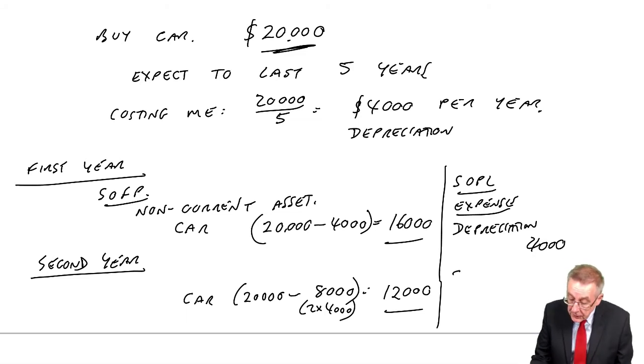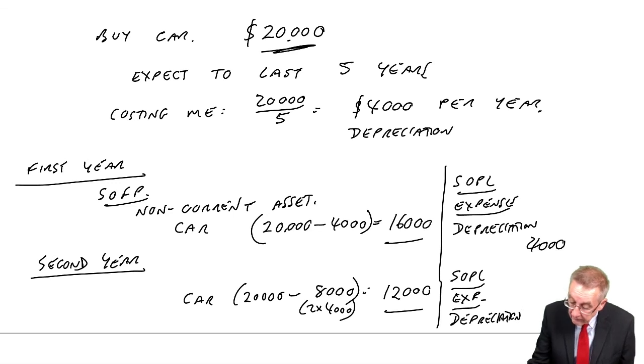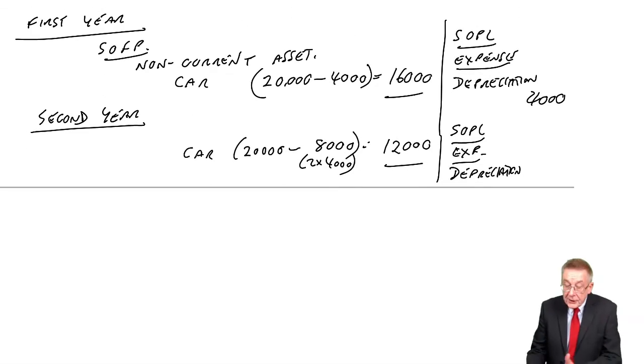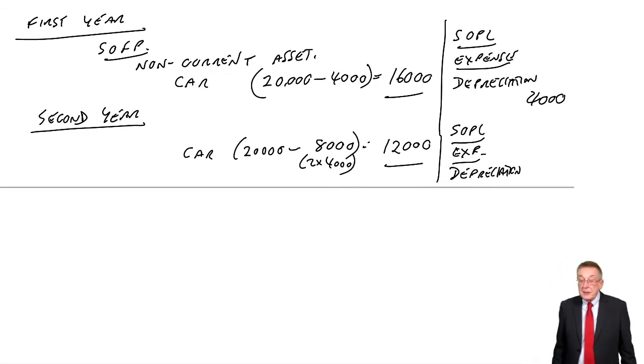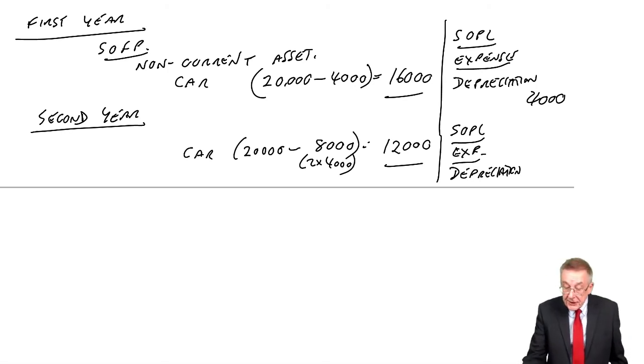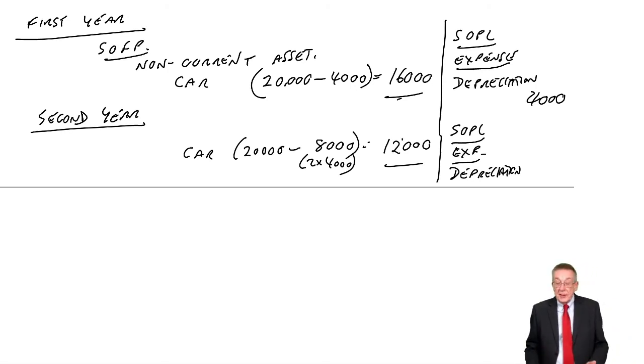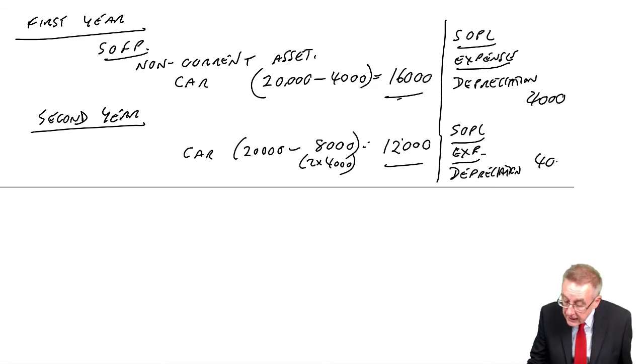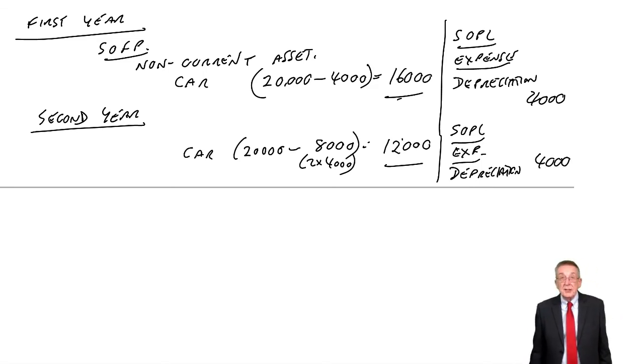And so how much does it cost doing that in the second year? Again, under the heading expenses, depreciation. Last year, I said it cost me 4,000. Brought the value down to 16. Second year, reduce it from 16 down to 12, another 4,000. It's cost me another 4,000 in the second year.